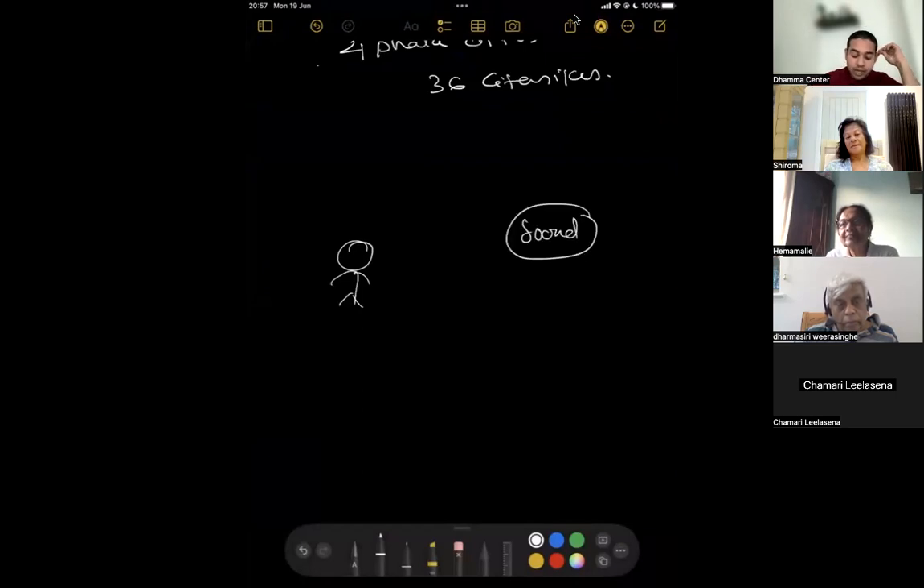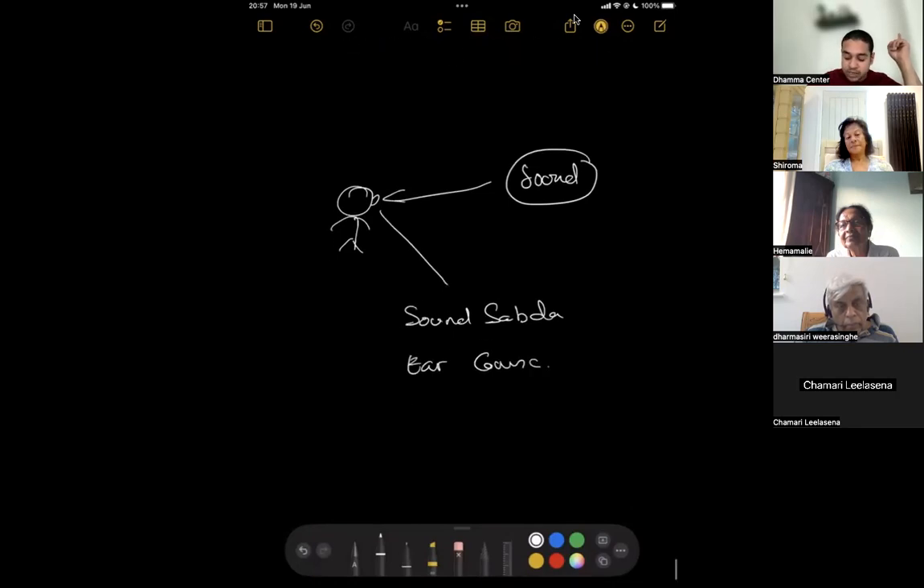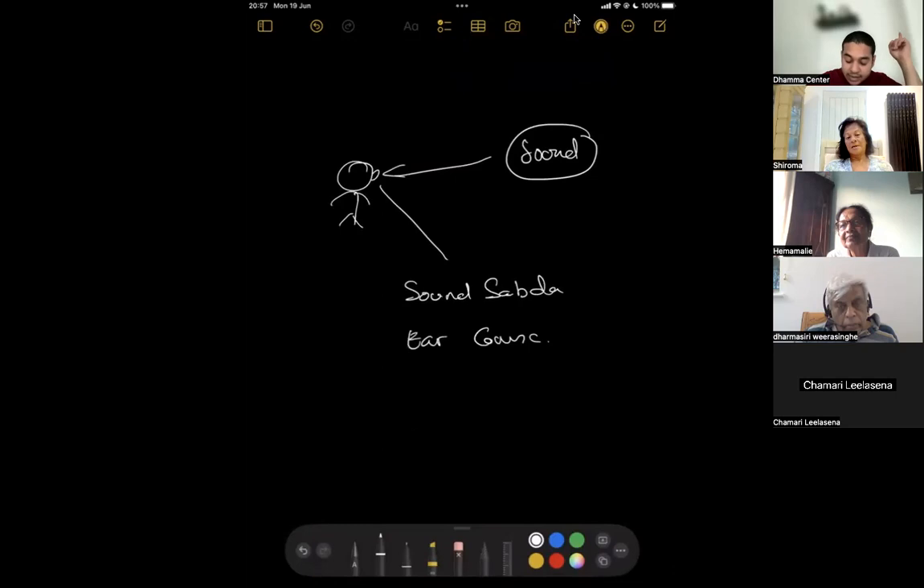right දැන් මේ sound එක අපි දන්නවා මේ sound එක impinge වෙන්නේ at the ear door. ear door එකේ impingement එක sound. Where does it impinge? So there's sound, shabda, and then there is vinyana, ear consciousness. And then there is an object, the object that impinges.